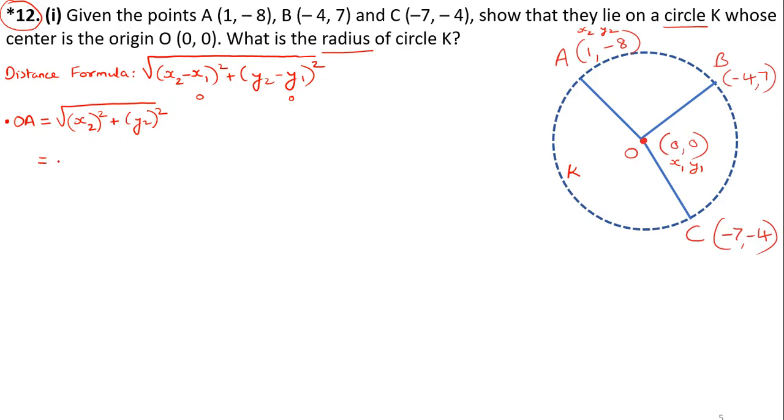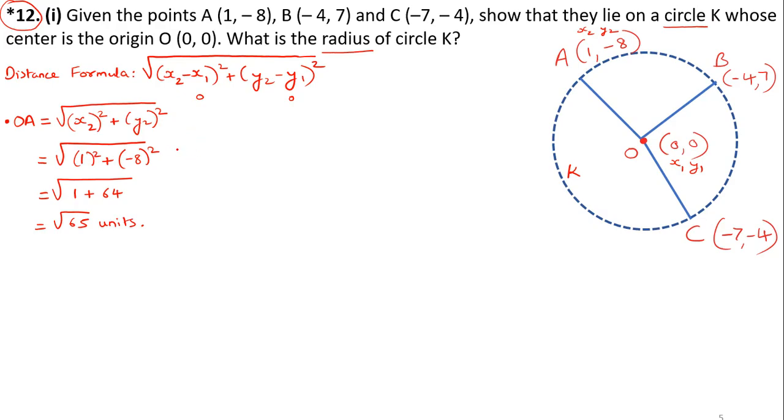Now x2 is what? x2 is 1. So 1 squared plus y2, which is minus 8, so minus 8 squared. 1 squared is 1, and minus 8 squared is 64. So what we will get is root 65 units. They have not given any unit here, so we will just write units.